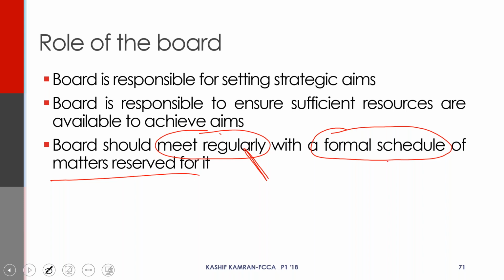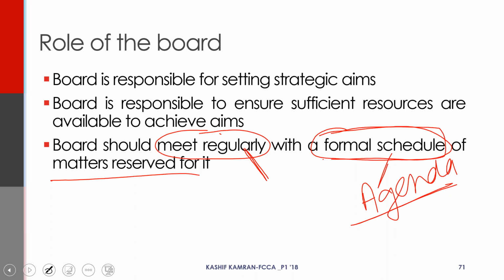The formal schedule of matters is the agenda. We know every meeting has an agenda, right? So the formal schedule is the agenda of the meeting reserved for it. Every board member has an agenda. The agenda tells them what the subject of the meeting is. And when they get to the meeting, they discuss the agenda.